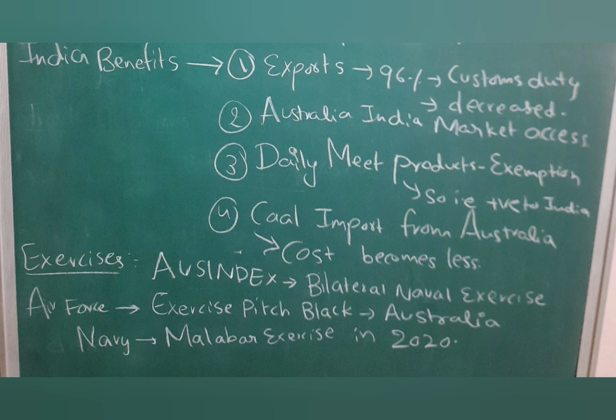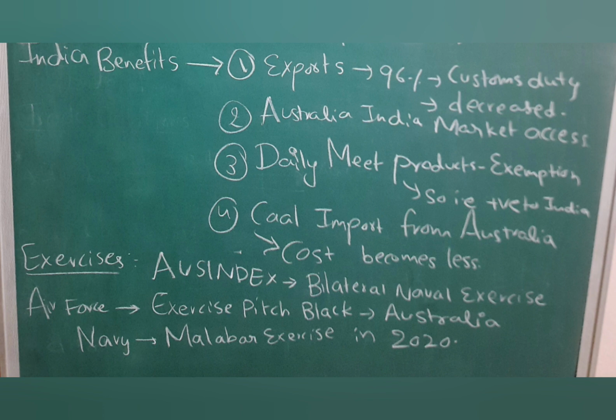Let's see the major exercises between India and Australia that recently occurred. Number one is AUSINDEX, a bilateral naval exercise between India and Australia. The Air Force exercise called Exercise Pitch Black is also a famous exercise between India and Australia. And the next, a naval exercise between India and Australia, is the Malabar exercise. These exercises are very important: AUSINDEX, Exercise Pitch Black and Malabar exercise.